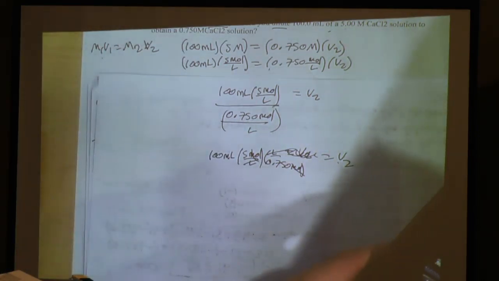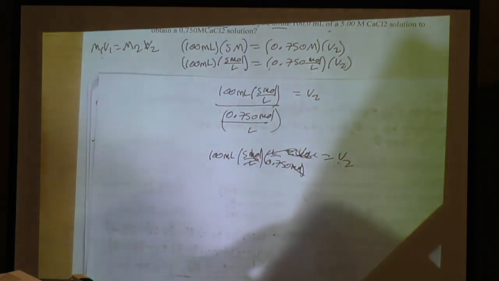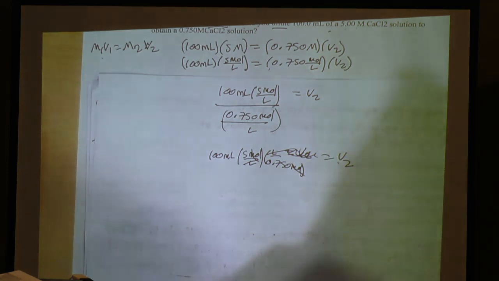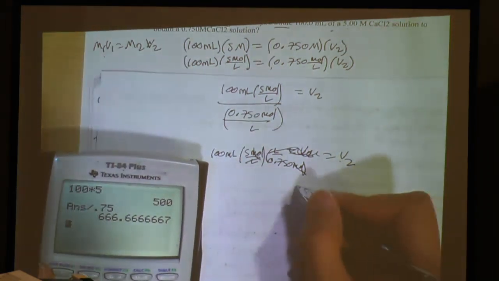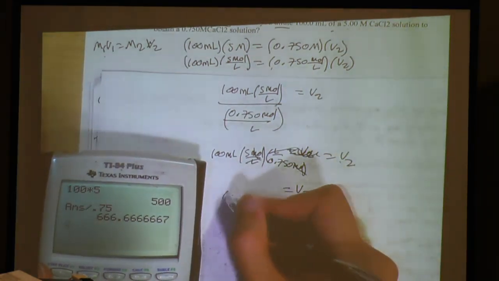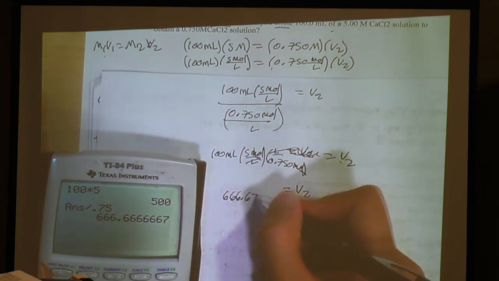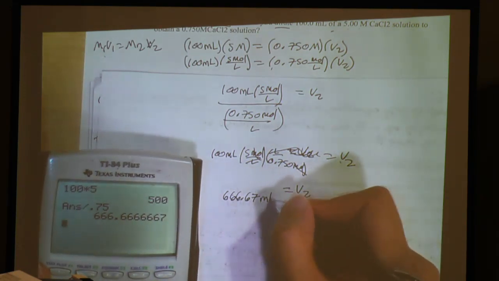So we have 100 times 5 divided by 0.75. So this is going to be, our V2 is 666.67 milliliters. I got this from the book, by the way.